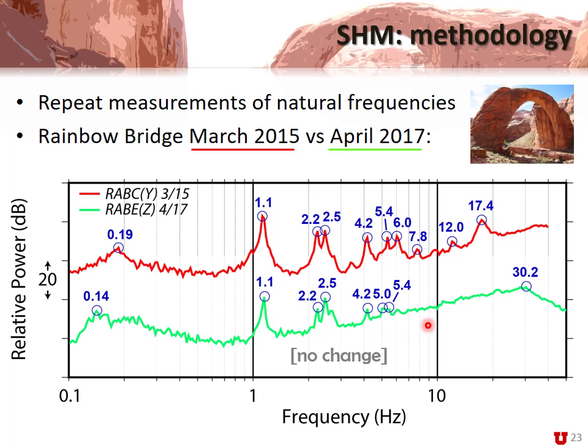Nonetheless, you can make out 1.1, 2.2, 2.5, something else potentially here, 4.2. We don't really see the 5 so much. That's the one we actually missed in our measurements. Then 5.4. Maybe the 6 even. So you can see basically they track. There's no change detected between these.